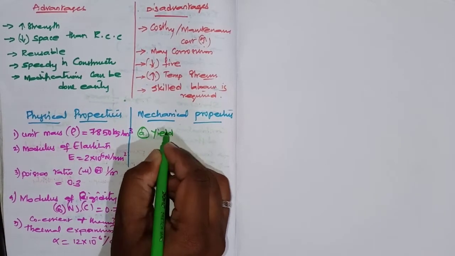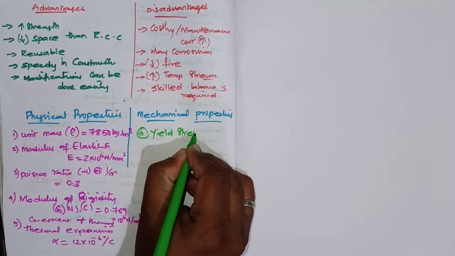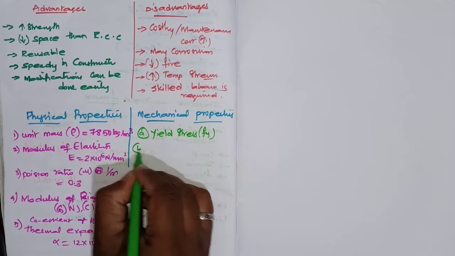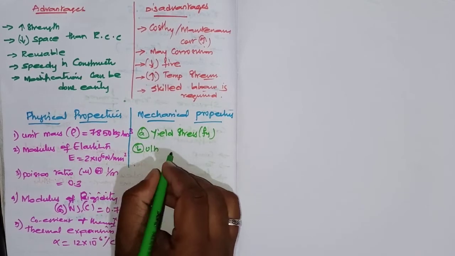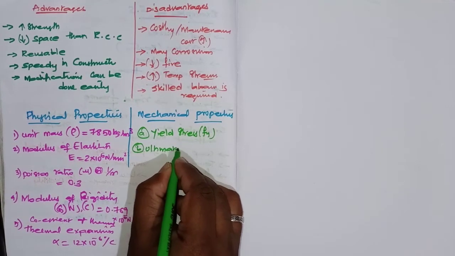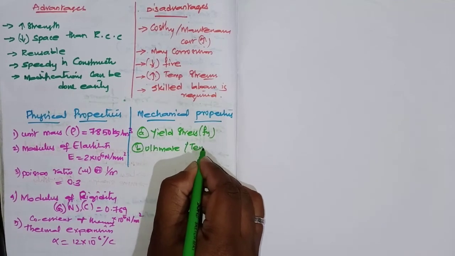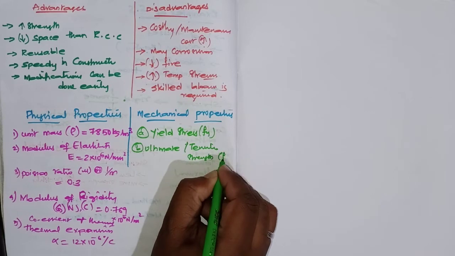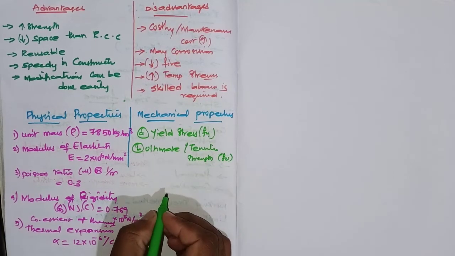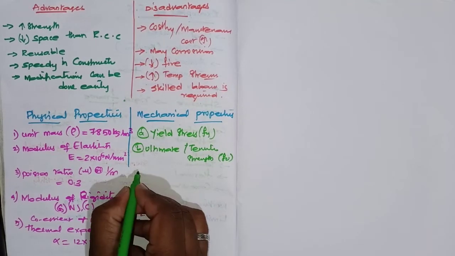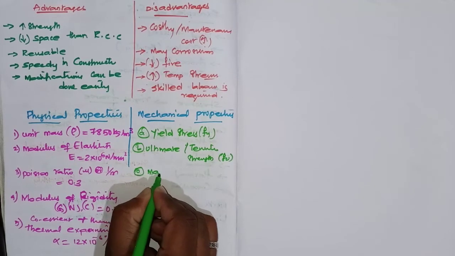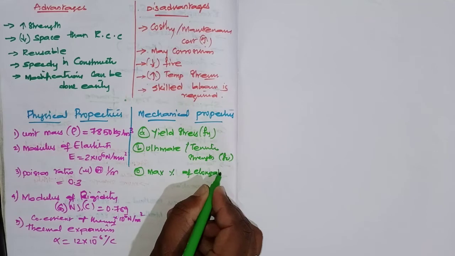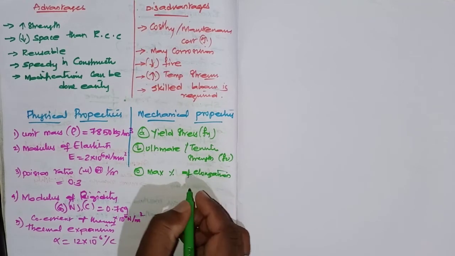Yield stress. What is this? Yield stress, Fy. And the next one is ultimate or tensile strength, which is also known as tensile strength. This is the maximum. Ultimate means what? Maximum strength it can bear without failing. And you are supposed to take the maximum percentage of elongation.